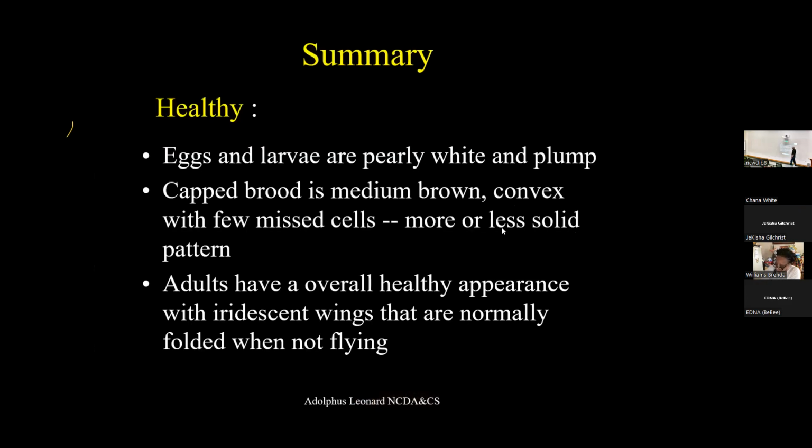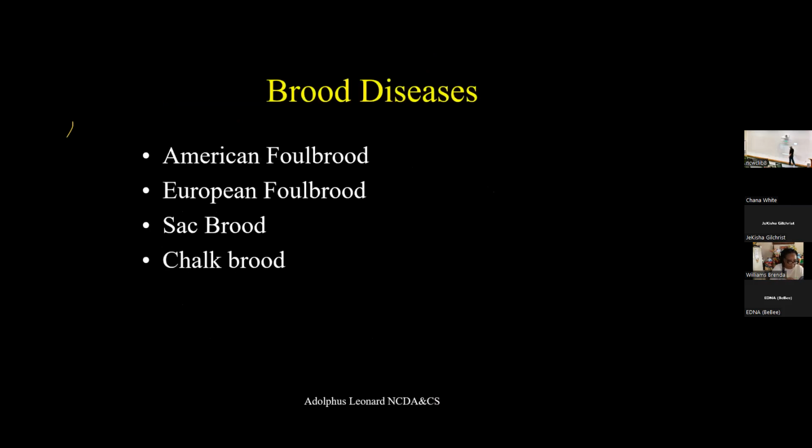That's just a recap of what we're talking about. Eggs are long, curled, and white in front; cappings are medium brown, round, and convex; and adults have an overall healthy appearance. Iridescent wings, meaning that they reflect sunlight. They usually fold them when they're not flying.